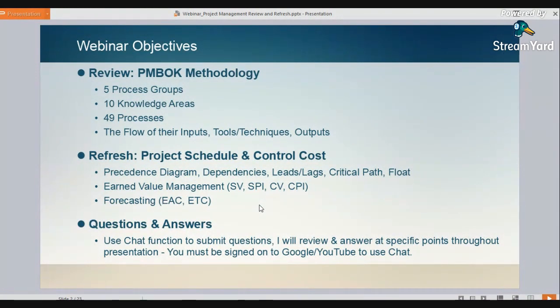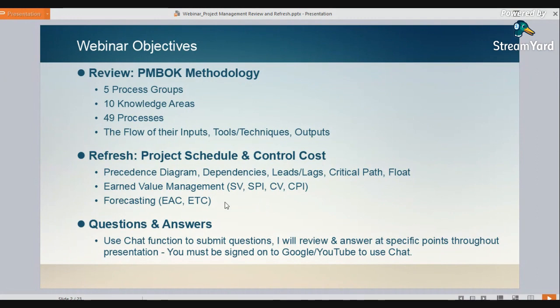So what I plan to do is basically give a full review of the PMBOK Project Management Body of Knowledge methodology. We know that there are 5 process groups, the 10 knowledge areas, the 49 processes, and the flow of the inputs, tools, and techniques and outputs. How do these things relate, and how do we make sense out of these 5 plus 10 plus 49 different things? That's going to be roughly half the webinar.